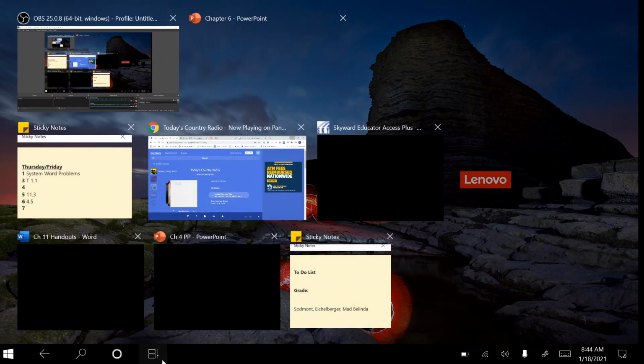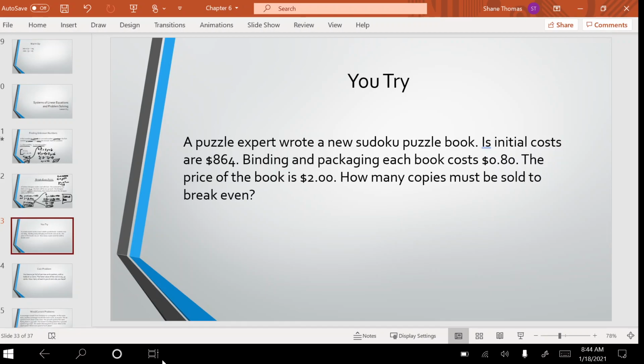Okay, get the amount of books. Here we go. Puzzle Expert wrote a new Sudoku book. His initial costs are $864. Binding and packaging each book cost 80 cents. Price of the book is $2. How many copies must be sold to break even?